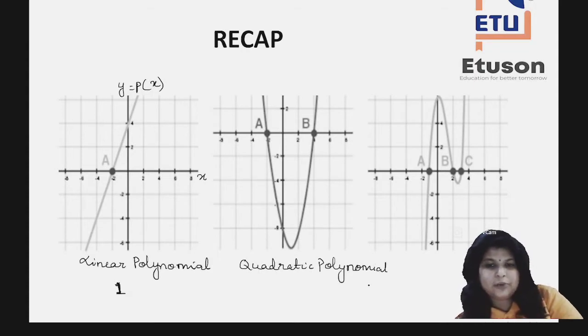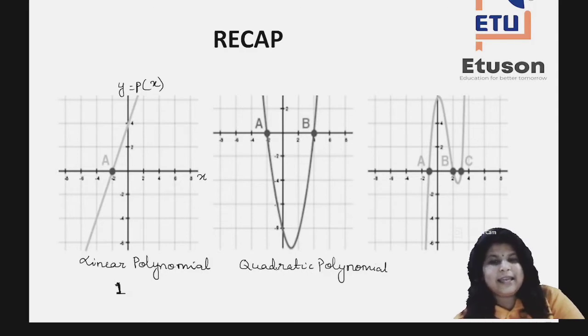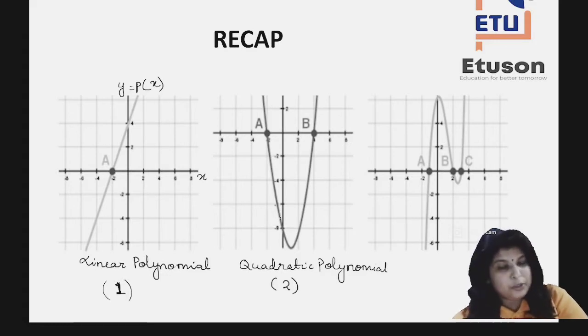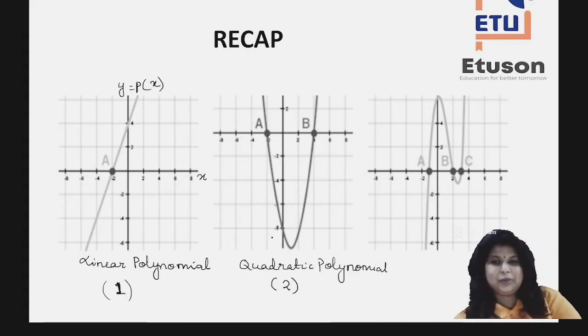And how many zeros can you see here? You can see two zeros, that is A and B. That means at two different points the curve of the quadratic polynomial is intersecting the x-axis. So it has two zeros. It is the maximum number of zeros that the polynomial can possess. Other than that, it can have one zero also, or zero zeros also, that means no solution.